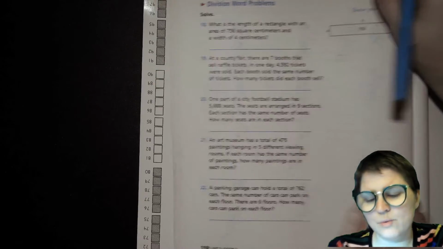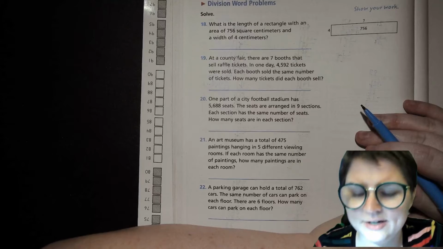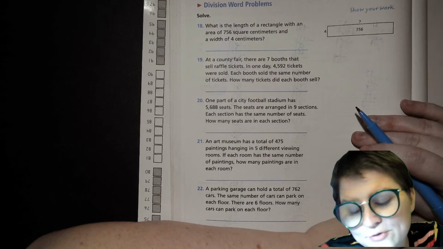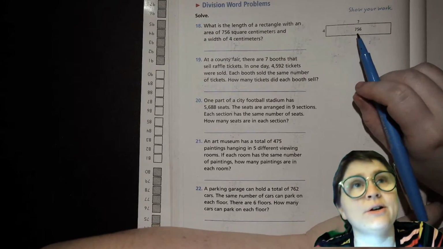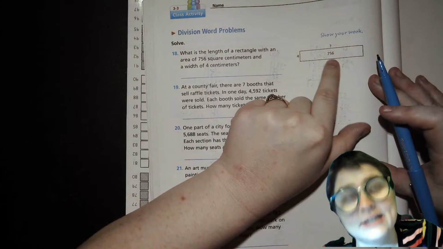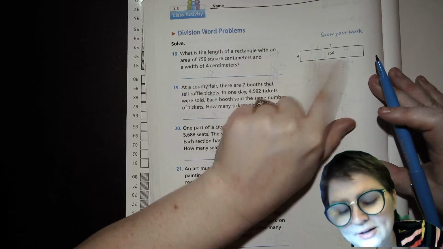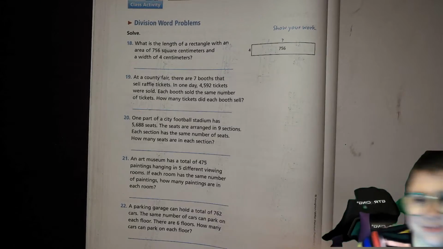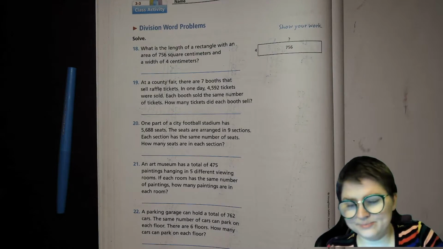Okay. Here we go. Division word problems. What is the length of a rectangle with an area of 756 square centimeters and a width of 4 centimeters? So here we go. We have our picture representing the 756 on the inside, 4 over there. And basically this is kind of like a division problem for us, right? So I'm going to use my whiteboard because there's not a ton of space right here. Here's my pink pen. That one erases the nicest.